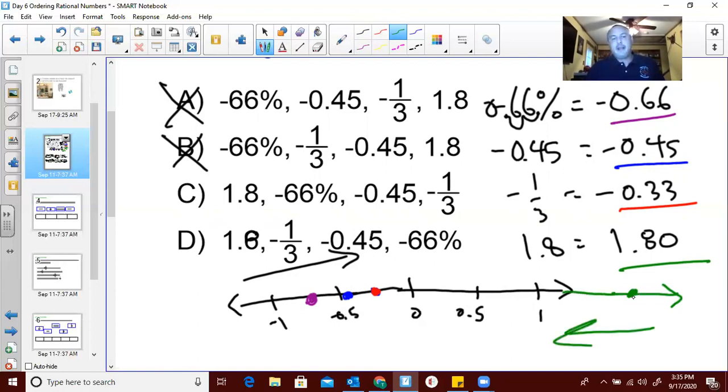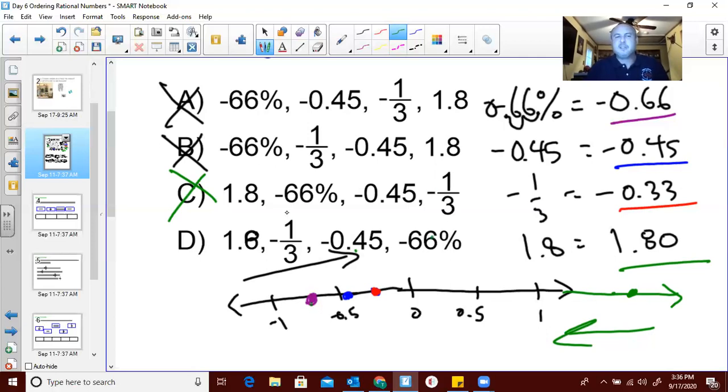So I know that 1.8 is my biggest number, excuse me. I come down and I see red, that's my -1/3. That's my next biggest number. So I can cross out C. And then you can see that the others fall into place because I have 0.45, perfect, and -66%, perfect.